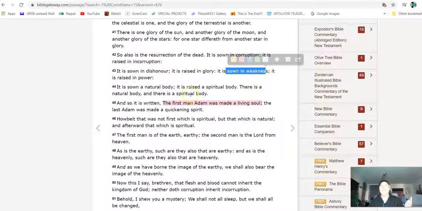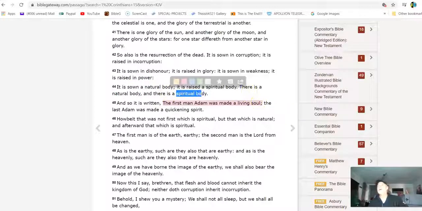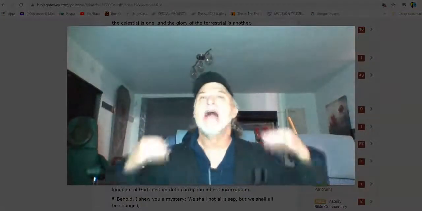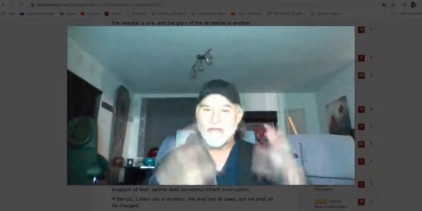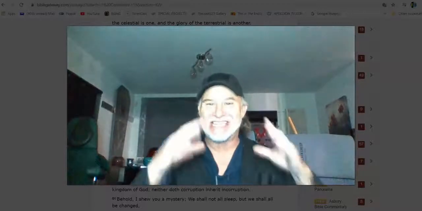It is sown in weakness. Think of the Garden of Eden. It is sown in weakness. It is raised in power. It is sown in a natural body. It is raised in a spiritual body. There is a natural body and there is a spiritual body. See, Adam was the spiritual body. The potter's clay was the spiritual body. Adam, Hebrew word 121, that's the spiritual body that was formed in Genesis 2.